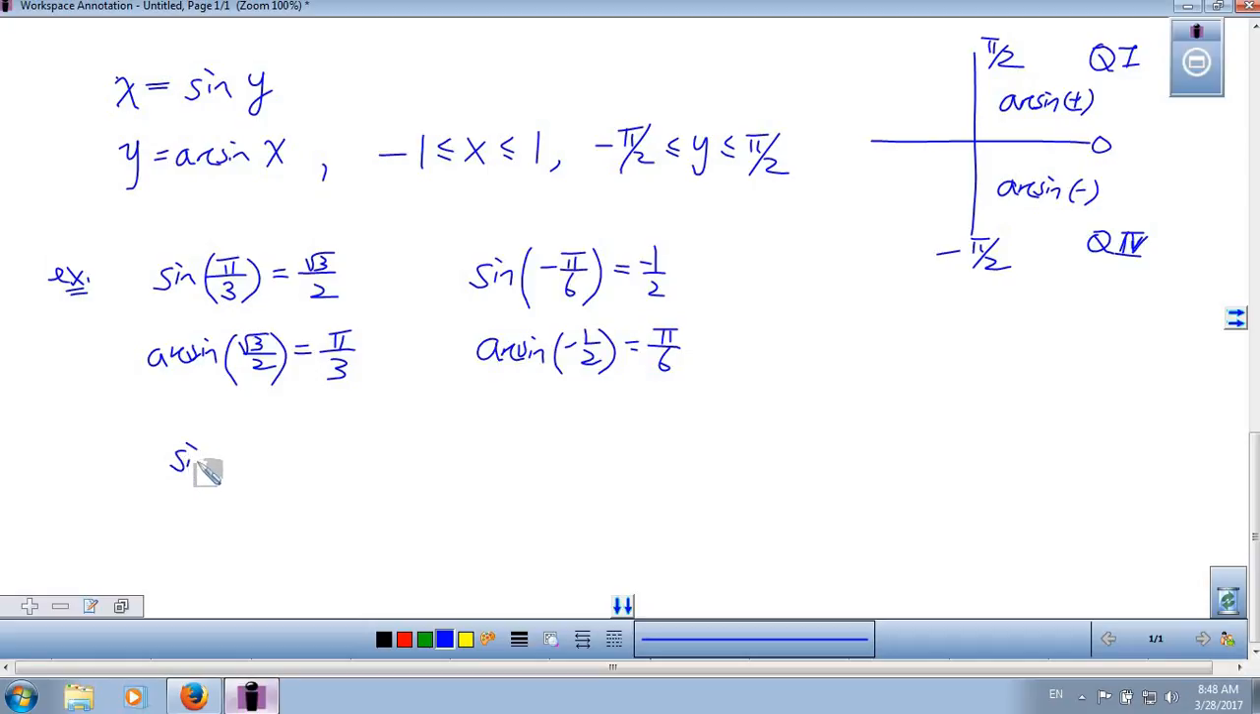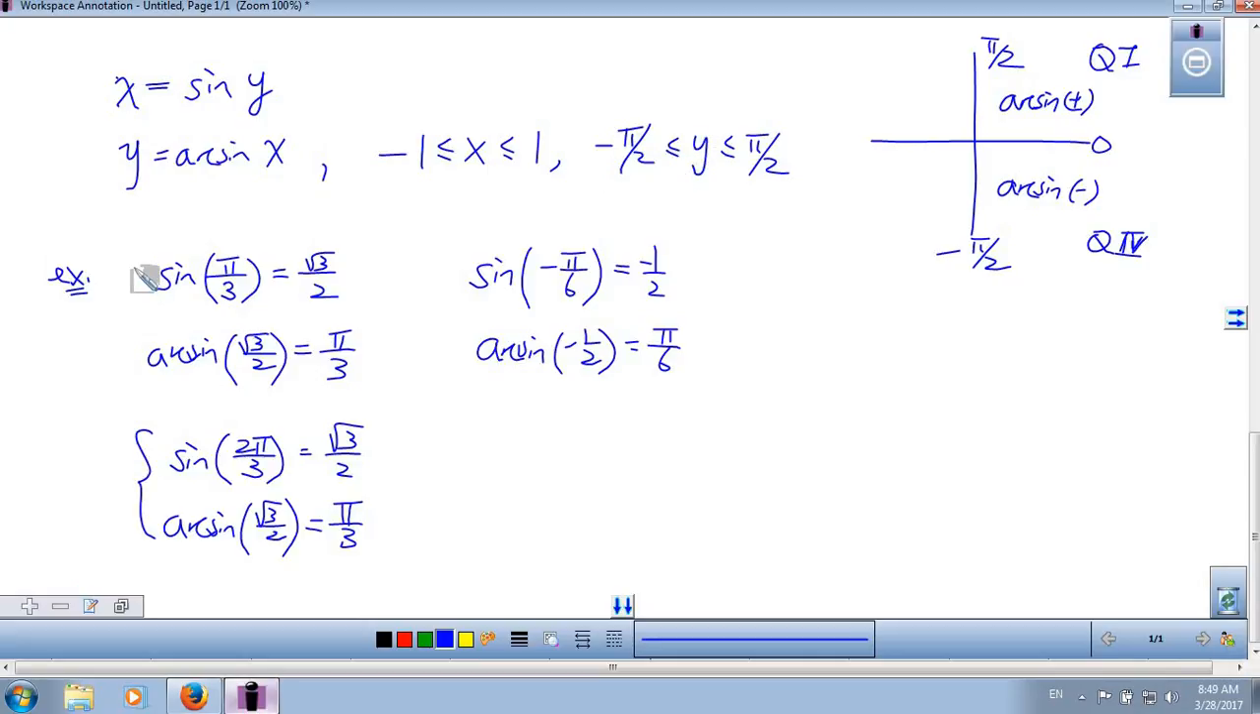But now let's try, what about sine of 2 pi over 3? Sine of 2 pi over 3 is in the second quadrant, and it is also equal to square root of 3 over 2. However, if we put in arcsine of square root of 3 over 2, we will only get back the angle in quadrant 1, which is pi over 3. It's not 2 pi over 3. We will never get back 2 pi over 3 because 2 pi over 3 is outside the range, outside this domain and range here.